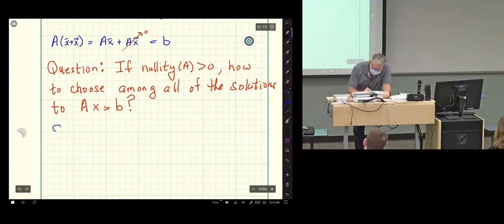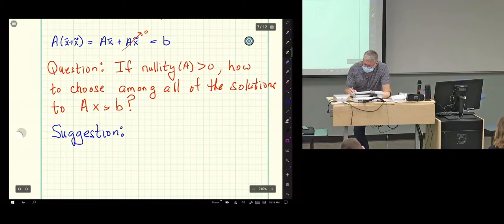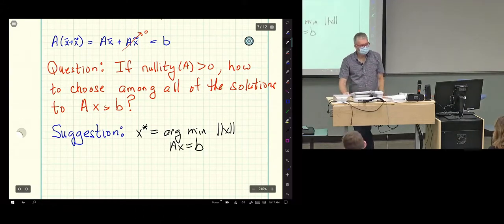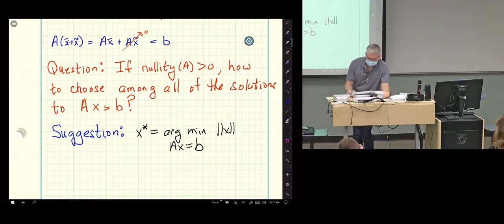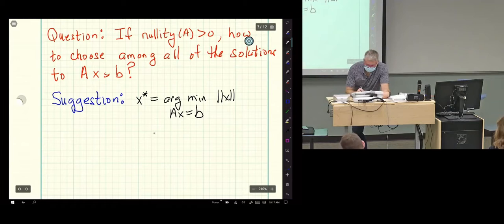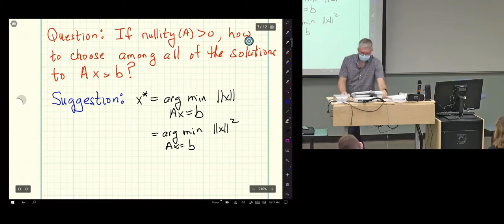So this is the suggestion. We'll let x star equal the arg min of the norm of x over all solutions to the equation. Okay, let's make sure we understand what this means. And then let me write down one line before we talk, because the way you'll often see this is the norm squared.